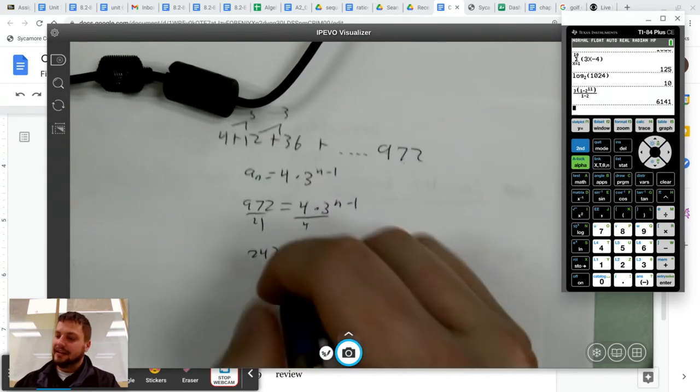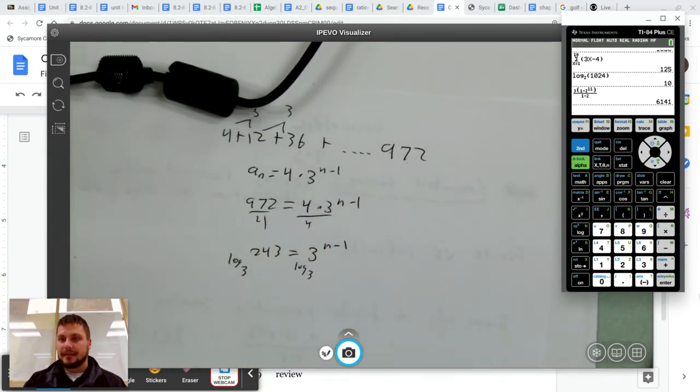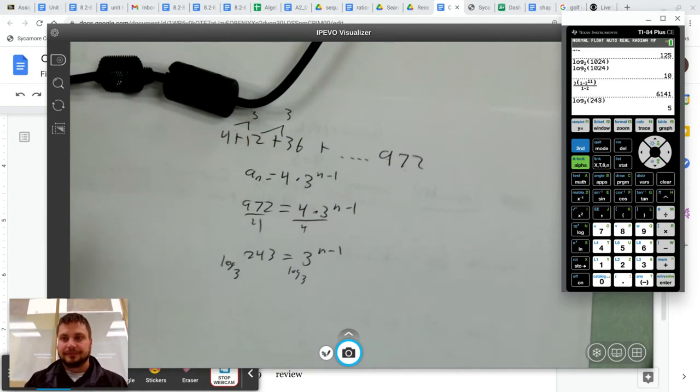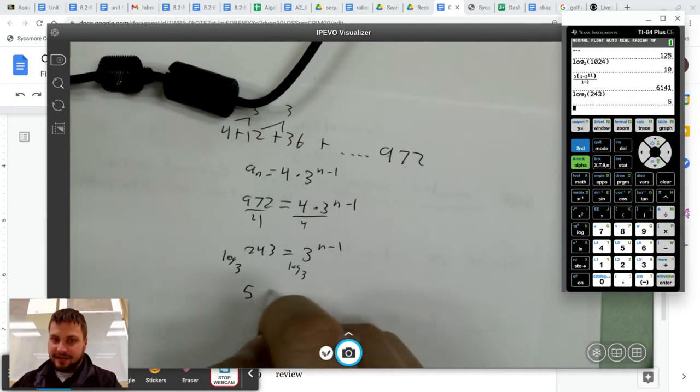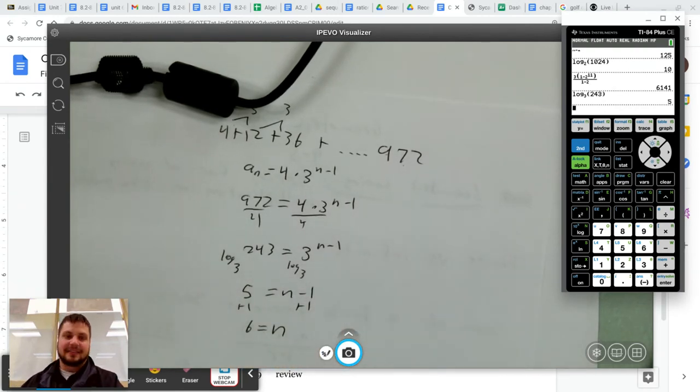I want to cancel out a base of 3, so I need to log base 3 both sides. Again, go up here to log base 3 of 243 is equal to 5. So 5 equals n minus 1. So that's the 6th term.